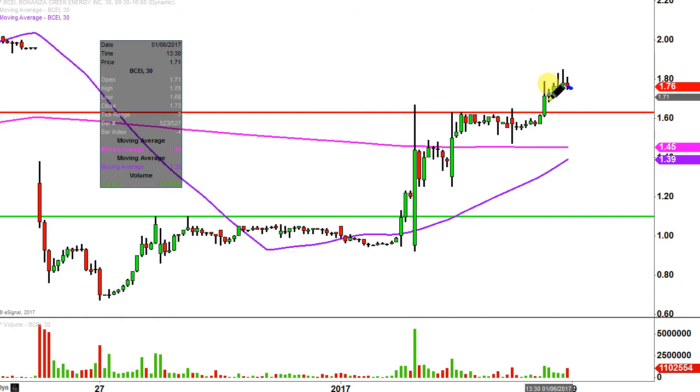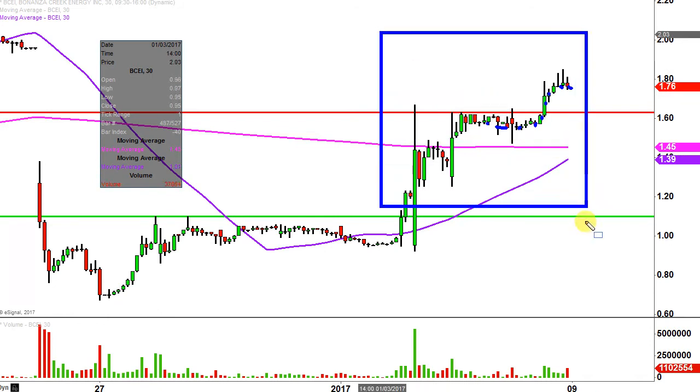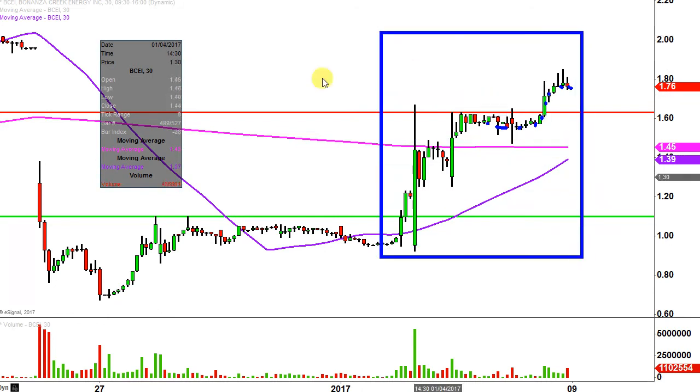Instead of each one of these candlesticks here representing one day's worth of price action, which is what you would normally see, each one represents 30 minutes. So while this here may look like a few weeks' worth of time, it's actually just the past few days broken down into 30-minute time slices.